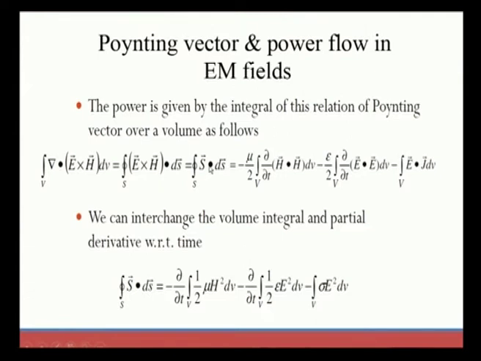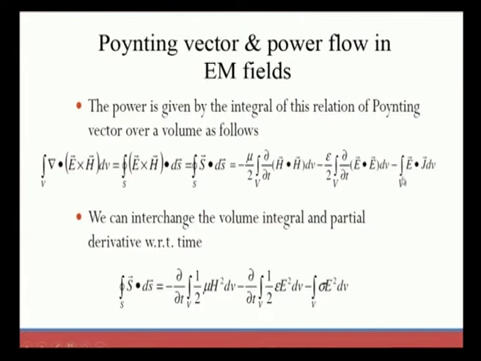So, now S dot dS is what we have already derived previously, with the 2 Maxwell's curl equations, and that value is substituted here. So, that will become minus mu by 2 times the volume integral of the partial derivative with respect to t of H dot H, and again minus epsilon divided by 2, again the integral with respect to volume, of the partial derivative with respect to t of E dot E.